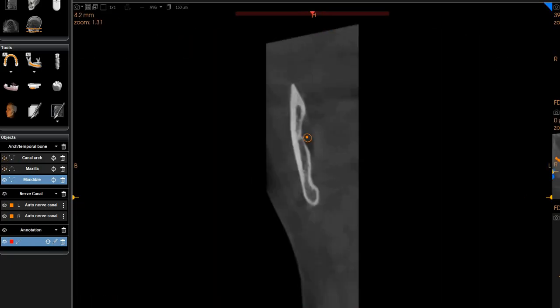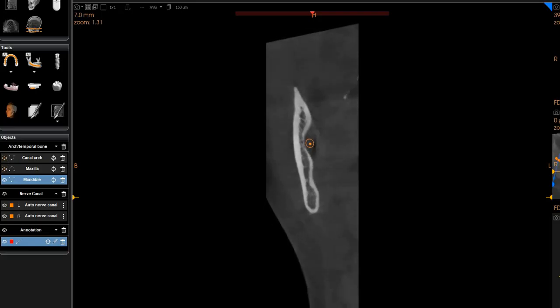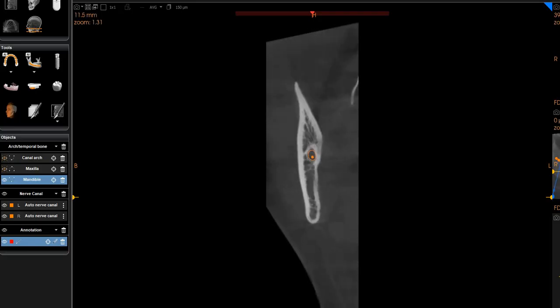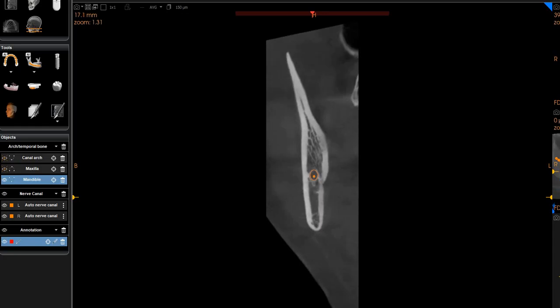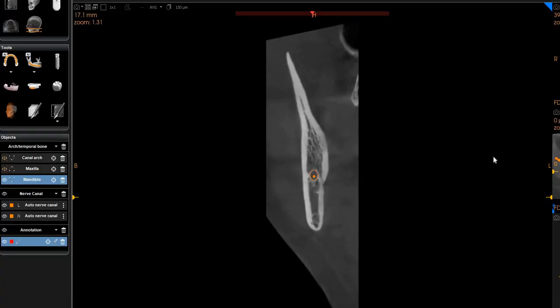There you go. So this is the angle of the mandible, and going from all the way back to the anterior region, nothing significant in the angle of the mandible. So cystic lesion at the angle of the mandible is incorrect. We don't see anything there, and that's where we will go in and tell the AI that this is just an artifact.